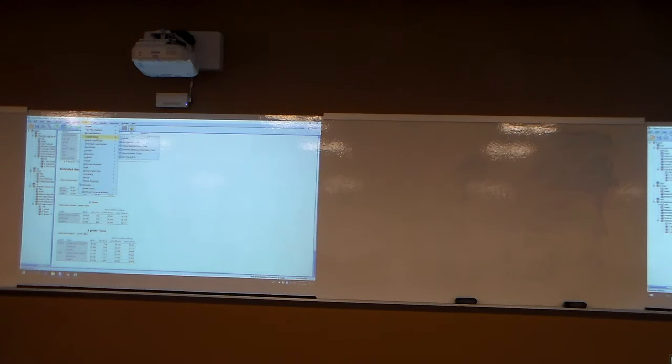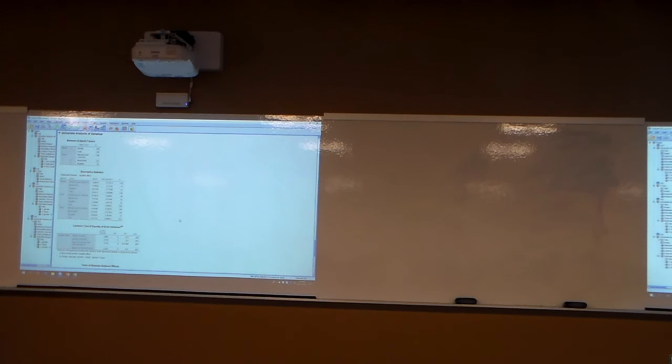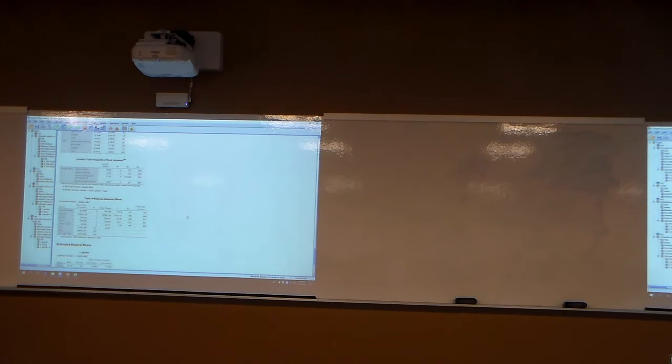So we're going to go down to general linear model, univariate, and we'll just swap out positive affect and drop in negative affect. Okay. You guys go ahead and hit paste. I'll hit OK. Now we got a little bit different thing going on here.